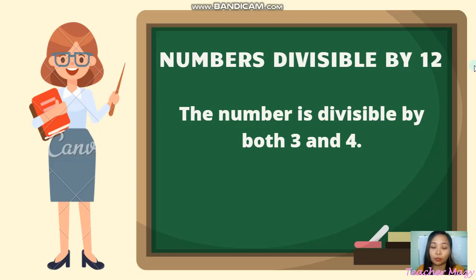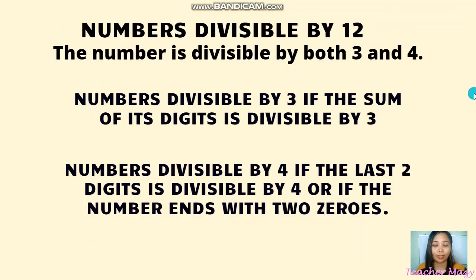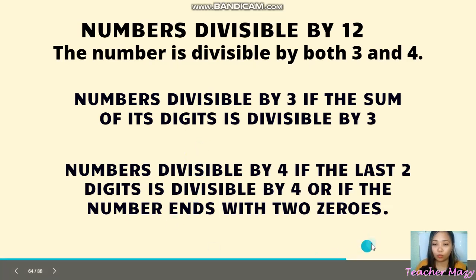That's it. So, next is numbers divisible by 12. Numbers divisible by 12: if a number is both divisible by 3 and 4. So, para maging divisible by 12 siya, kailangan divisible siya by 3 and 4. So, how do we know if a number is divisible by 3? 3 muna tayo. Numbers are divisible by 3 if the sum of its digits is divisible by 3. Numbers are divisible by 4 if the last two digits are divisible by 4 or if the number ends with 2 zeros.